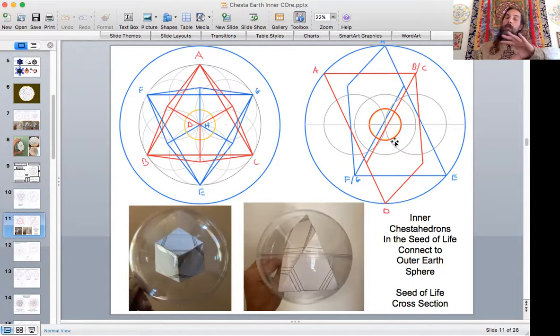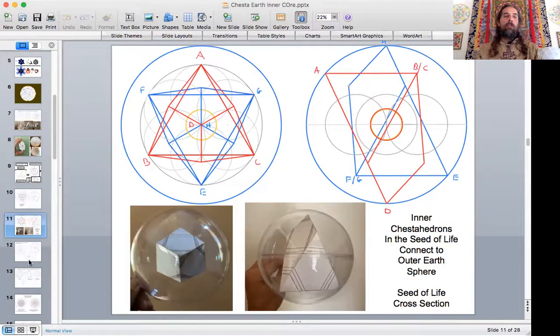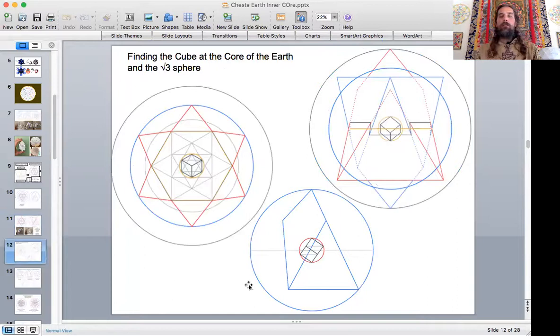But anyway, we rotate the Chestahedron, and we have the seed of life in a cross-section view here. So these are all things that you can kind of visualize, but this is how we get the Chestahedron to connect to the outer sphere of the Earth. Now, you can't just do that with a regular cube, and I'm going to show you that in a moment.